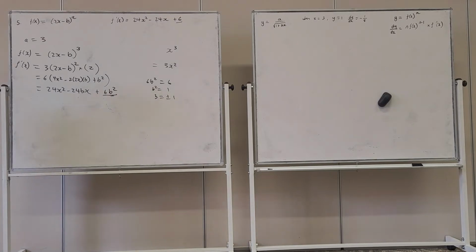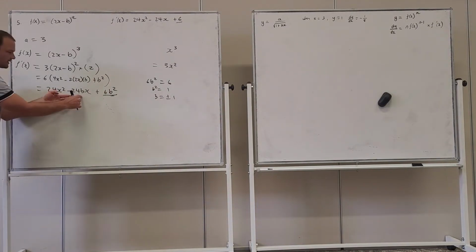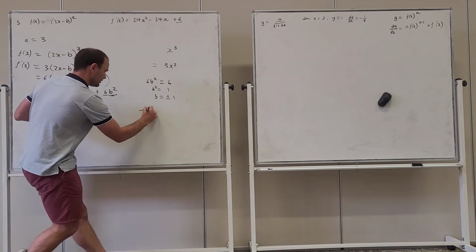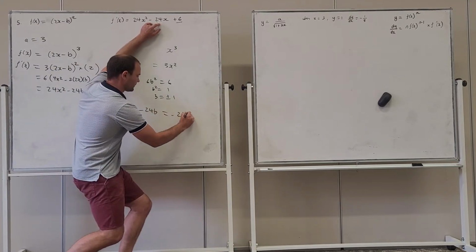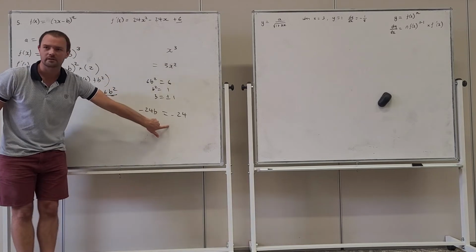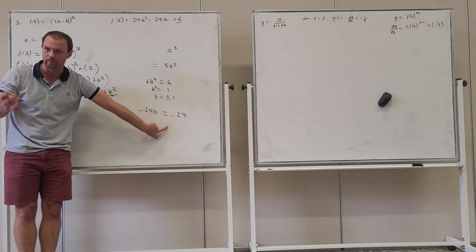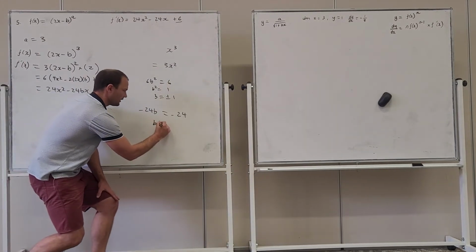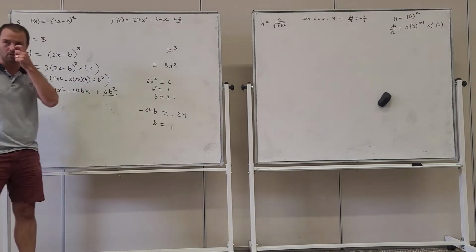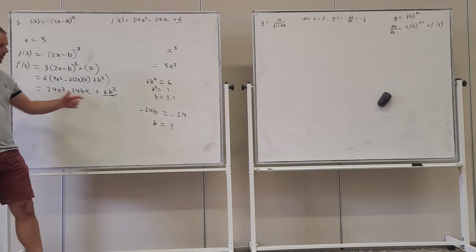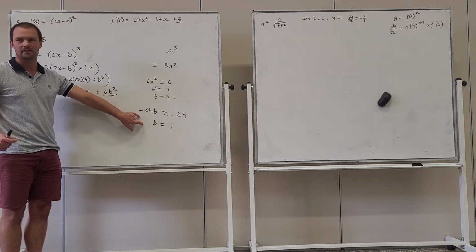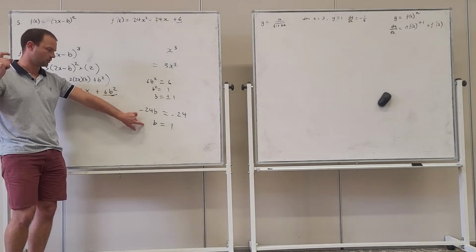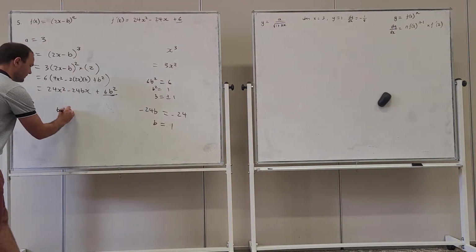But we have minus 24b is equal to minus 24. So if we look at this equation, the only value of b that makes this true is positive 1. Notice how plus or minus 1 will satisfy this part of it, but it won't satisfy this part of it. So we have to restrict our solution. The solution is b equals 1.